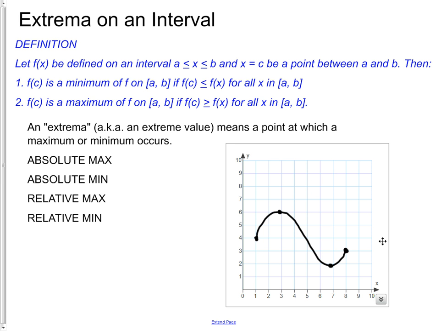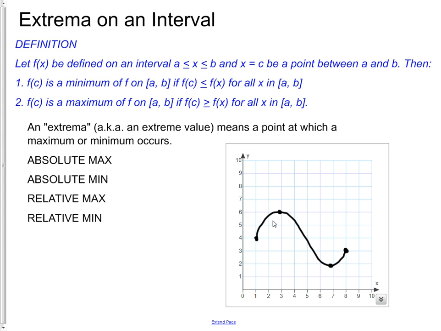The first one is we call it a minimum if the value of f of c is less than or equal to f of x for all x in that interval from a to b. And f of c is a maximum on that closed interval from a to b if f of c is greater than or equal to f of x for all x in the interval from a to b. So I've drawn a function right here to help illustrate that point.